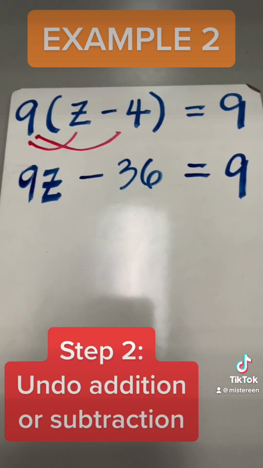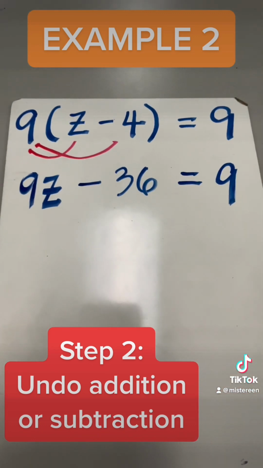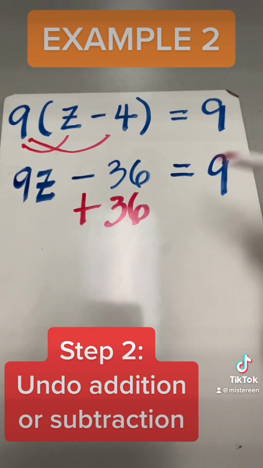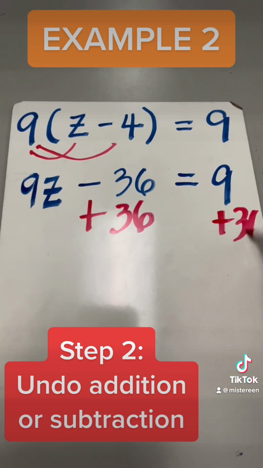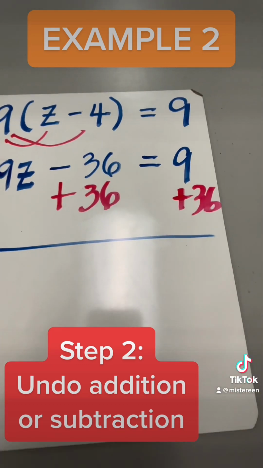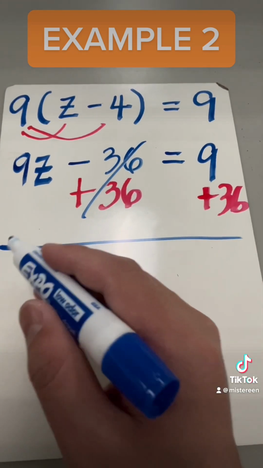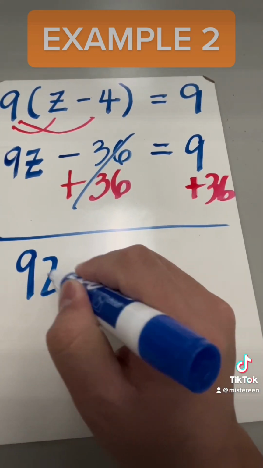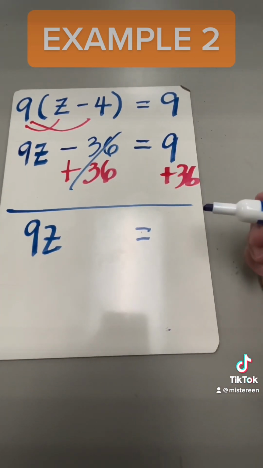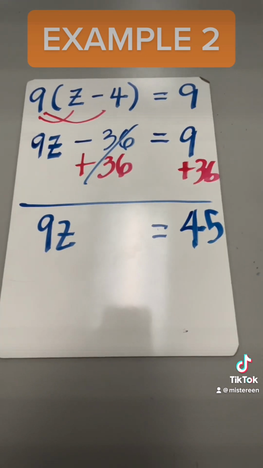Step 2 is to undo addition or subtraction. So as you can see in here, I have a minus 36. I can remove that number by doing the opposite of a minus, which is a plus 36. So you do plus 36 to both sides, and we put this line to separate the answers. So a minus 36 and a plus 36 will be 0. So on the left side, you only have a 9z. Okay, and then equals, so just bring down the equals. 9 plus 36 is a 45. Okay, so that's step 2.